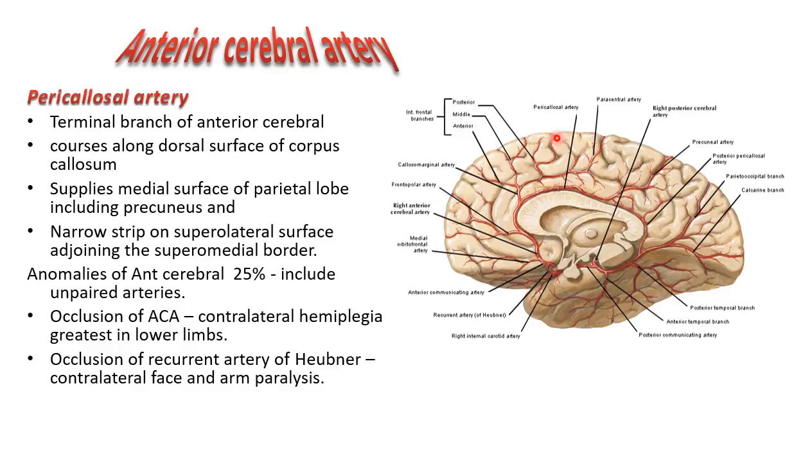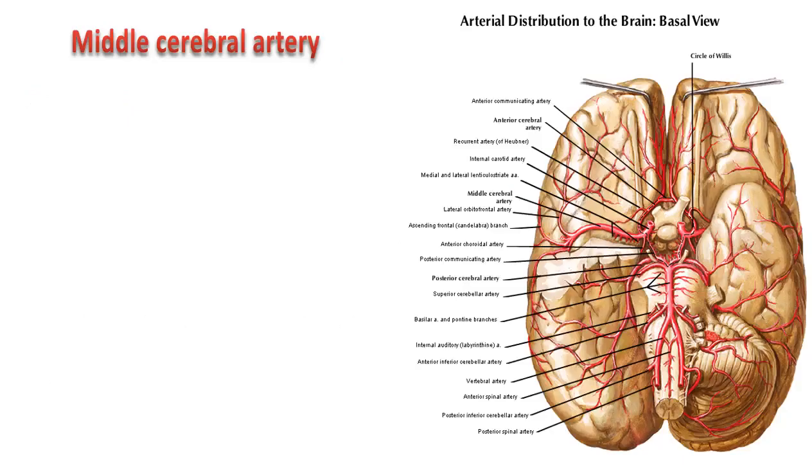The genu also contains your corticonuclear fibers to the brainstem nuclei. So naturally contralateral face and arm paralysis takes place if there is an occlusion of the recurrent artery of Heubner. Occlusion of the pericallosal branch causes split brain, because of the corpus callosum. Naturally, if the corpus callosum is affected, you have this split brain syndrome. With this, we move on to the next artery, which is the middle cerebral artery.